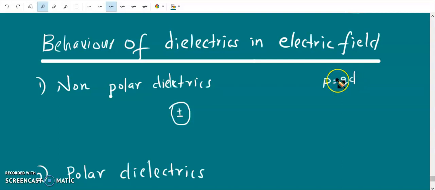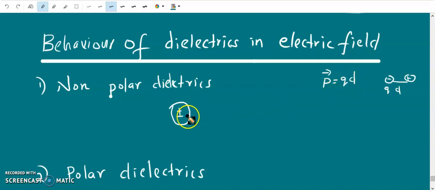An electric dipole is two equal but opposite charges separated by a distance, and the strength of this dipole is represented by a quantity called the dipole moment, which is equal to Q into d. If there are two equal and opposite charges separated by a distance d, then P is equal to the charge Q into the distance between them.